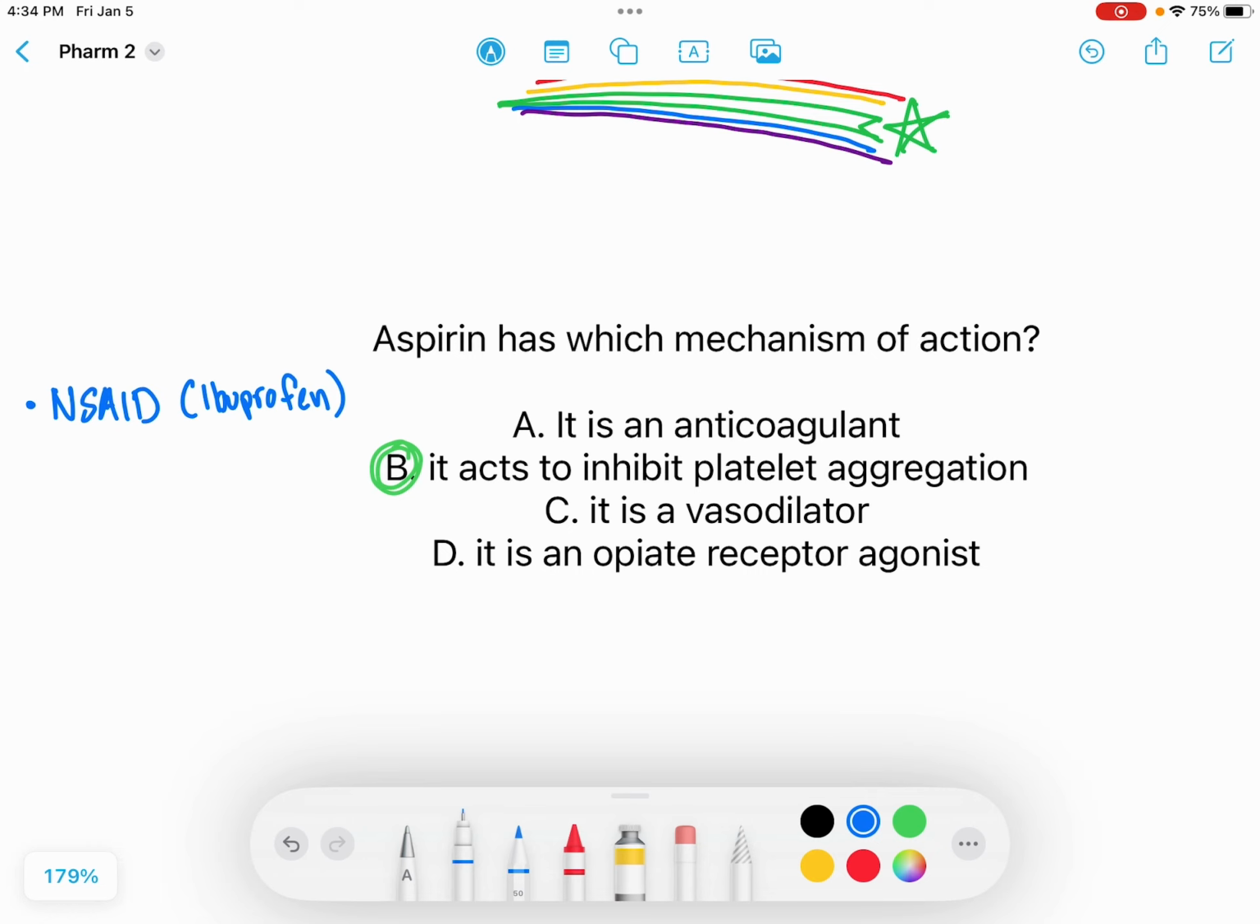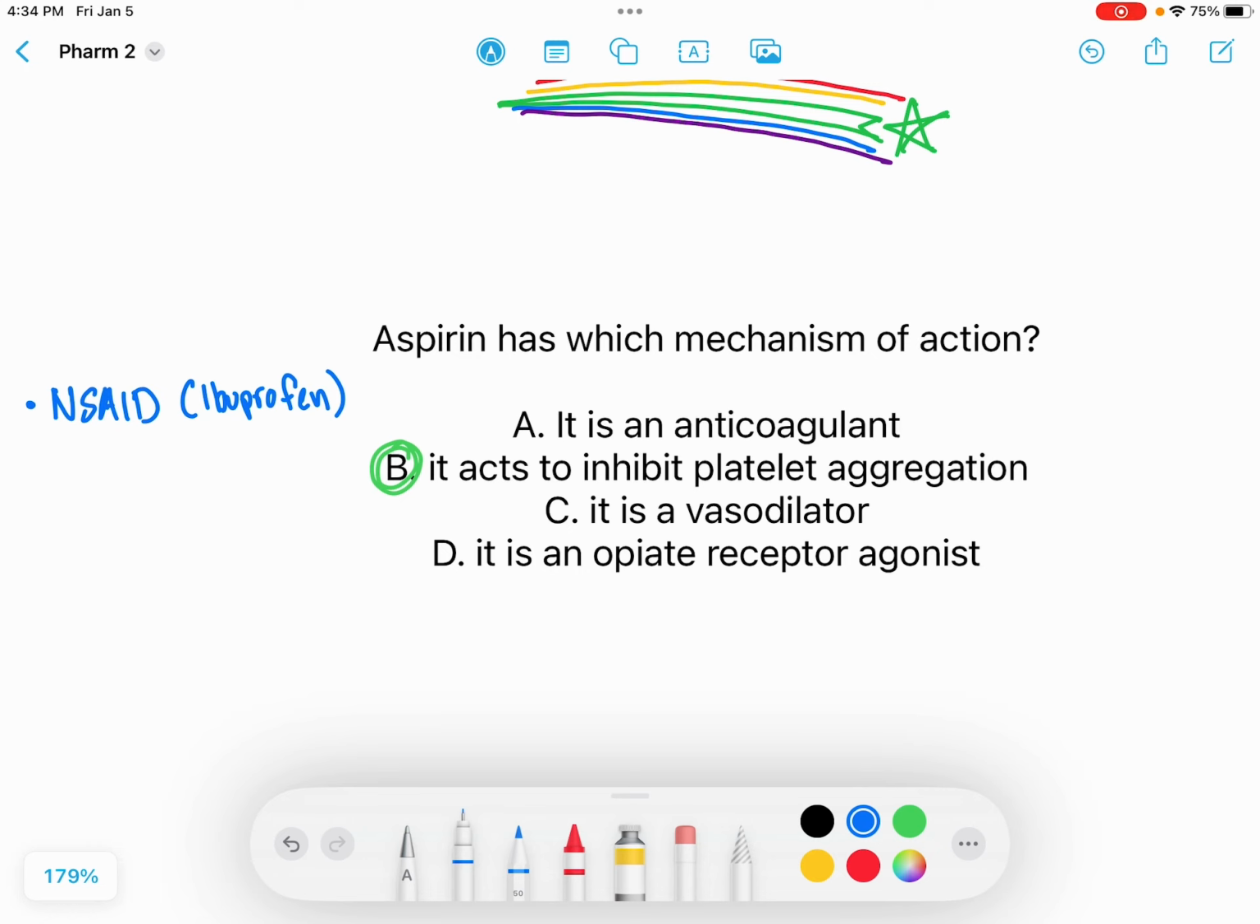And the big thing that aspirin has, aside from the anti-inflammatory effects, is also an unusually high amount of platelet aggregation inhibition, meaning it prevents platelets from sticking together.